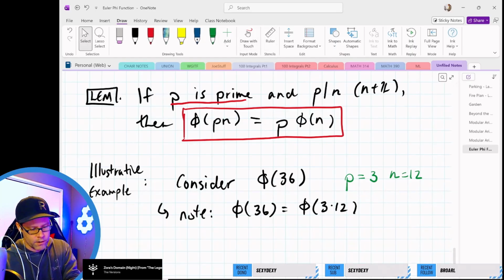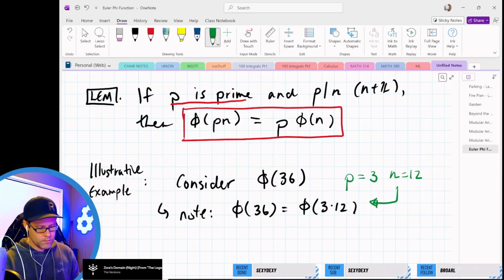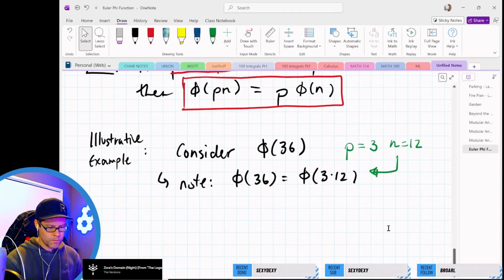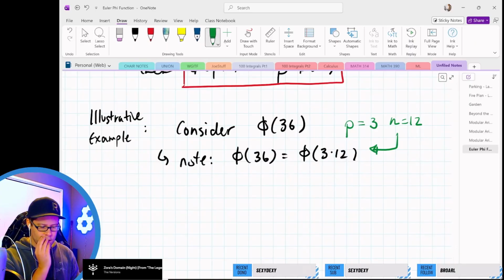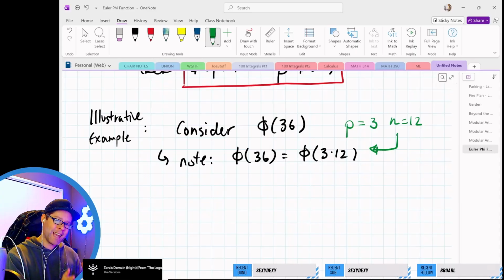That's a terrible arrow. So what I'm going to do is list the numbers from 1 to 36, because those are the candidates that we care about. And I just want to make sure that I'm listing this in the right way.